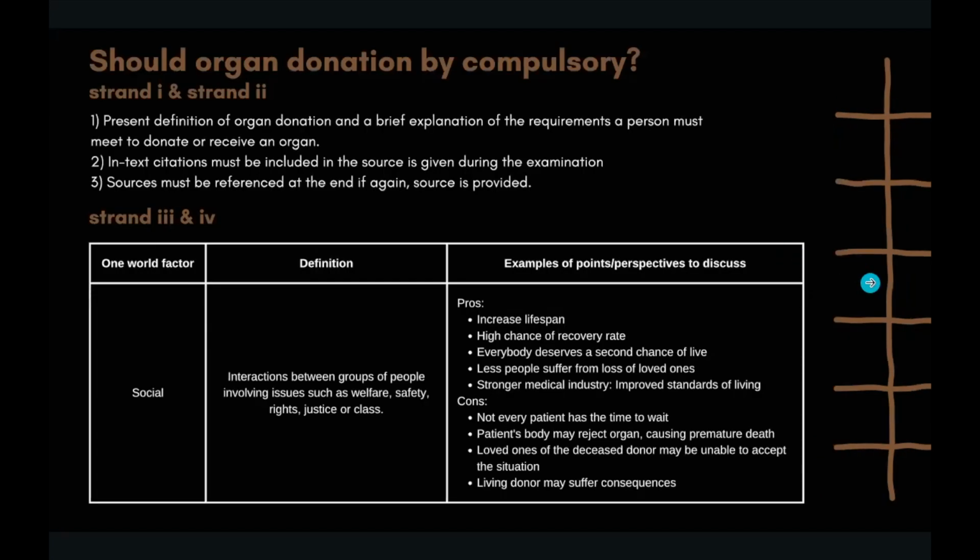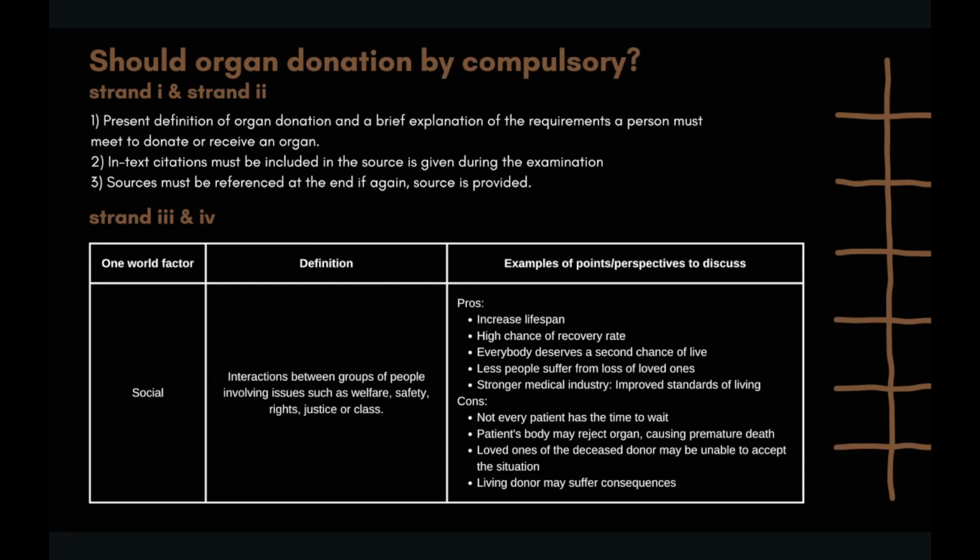So just to show how you can use one world factors and scientific theory in order to answer a Criterion D question, I'll be giving an example of one question. The question would be, should organ donation be compulsory? The question will normally list out things for you to write, but I'll just be focusing on all one world factors and generally everything for this question.